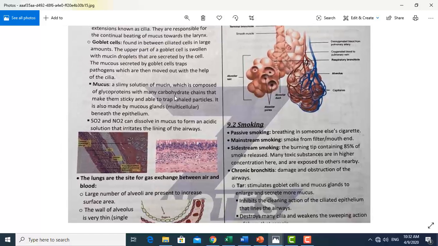So the cilia here allow the mucus to move from top to bottom or from bottom to top. The mucus is a slimy solution of mucin, which is composed of what? Of glycoproteins with many carbohydrate chains that make them sticky and able to trap inhaled particles. So it's also made by mucus glands beneath the epithelium.